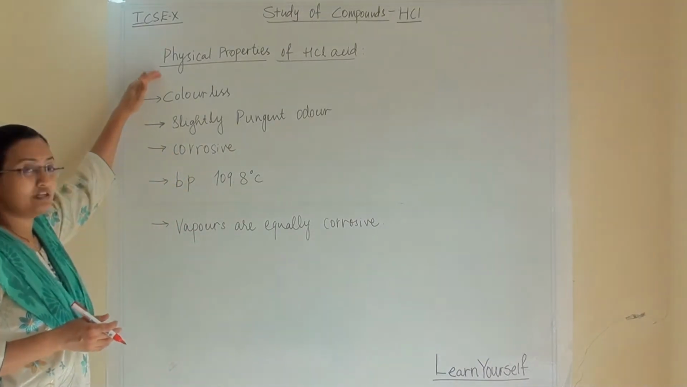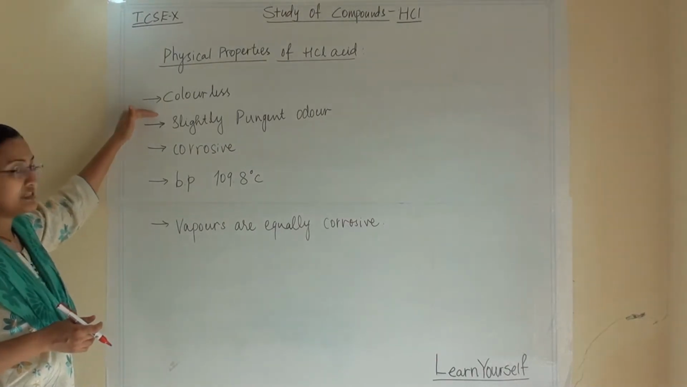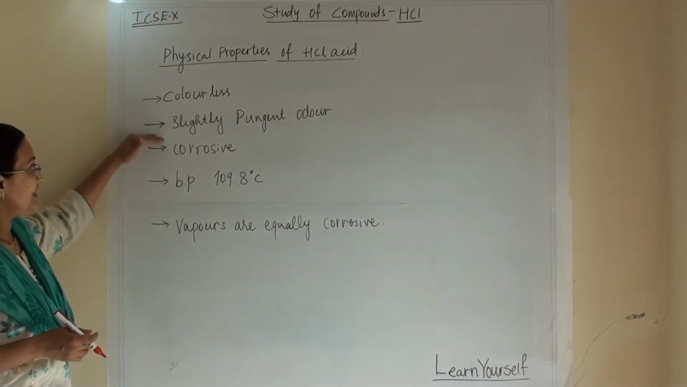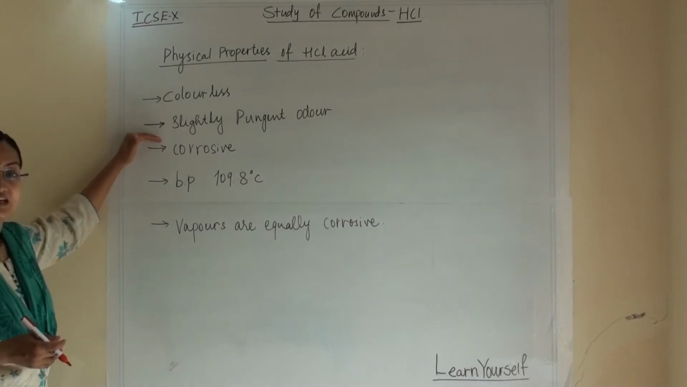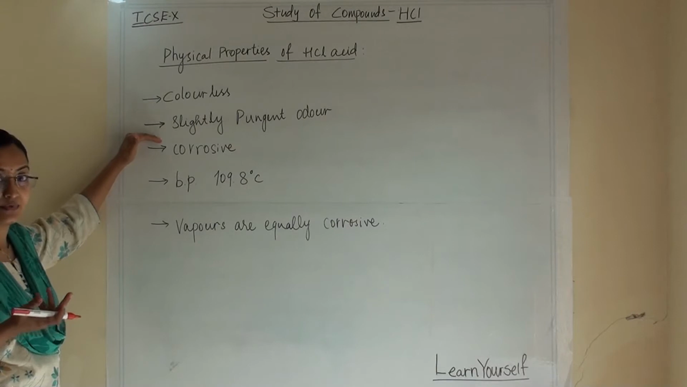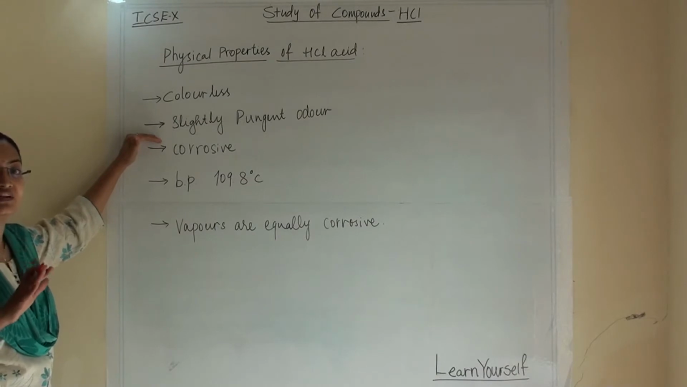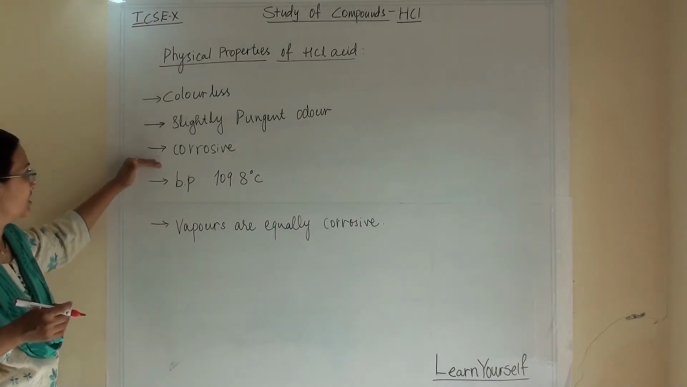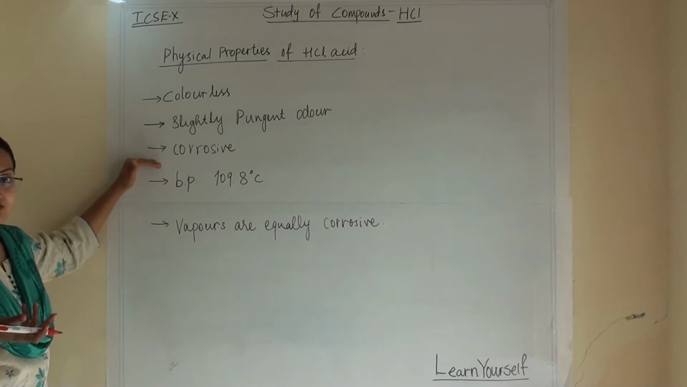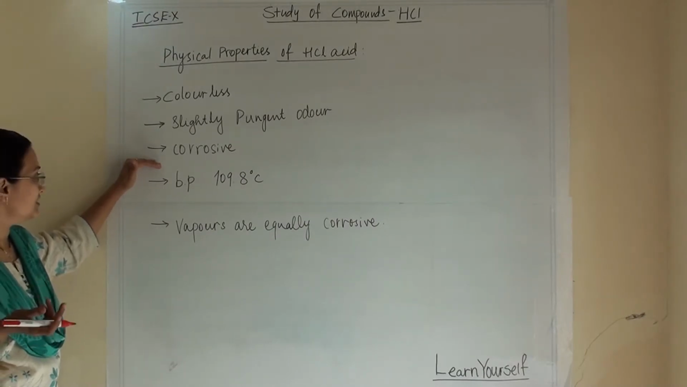So in the physical properties of hydrochloric acid, the first one is it is colorless. Then it has a slightly pungent odor, as all acids have, but compared to nitric acid and sulfuric acid, HCl has a very less pungent odor. Then it is corrosive in nature. All acids are corrosive in nature.